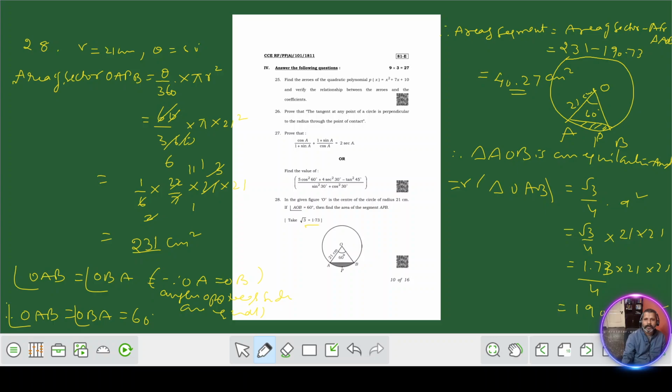The only thing is you have to identify the triangle here. Very important. Once you find the area of triangle, then area of sector minus area of triangle gives the area of segment. Okay. Is it clear? We'll move to the next question. 29.